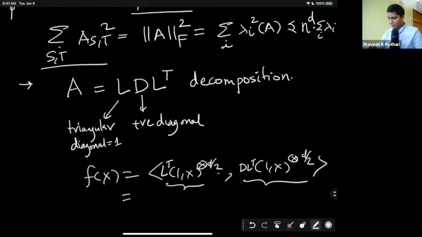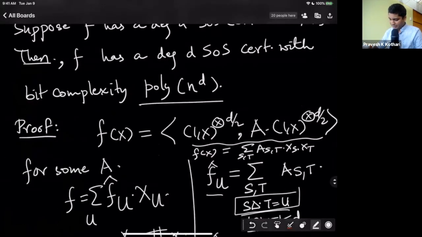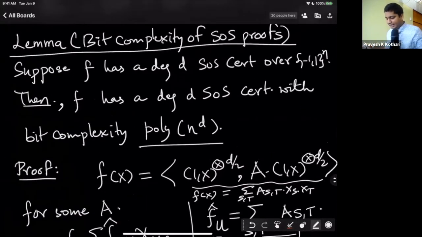Good. So that was the proof of this fact that if F has a degree D SOS certificate over the hypercube, then in fact it has one which has small bit complexity. And I gave you the disclaimer, which is that this is a very special fact that happens to be true for the hypercube. It's not in general true for other domains.